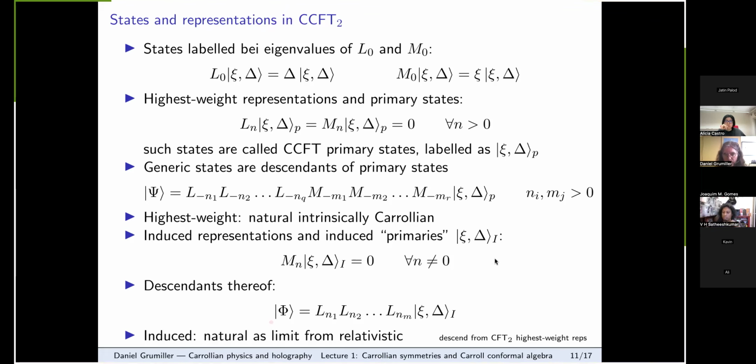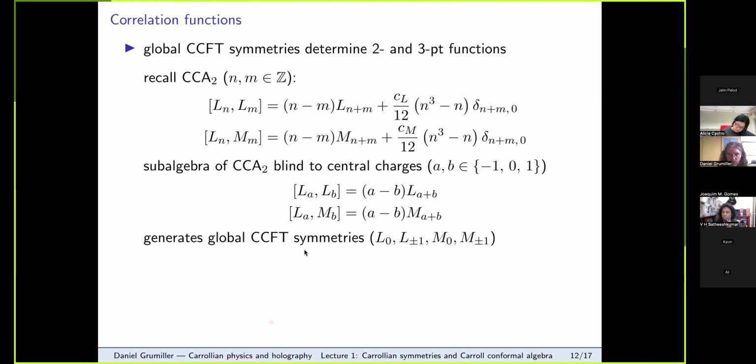So this explains why both of these representations have appeared in the literature, because both have their role to play. The highest weight ones are useful for intrinsic discussions. The induced ones are useful in many contexts where you approach your Carroll CFT as a limit from a relativistic one.